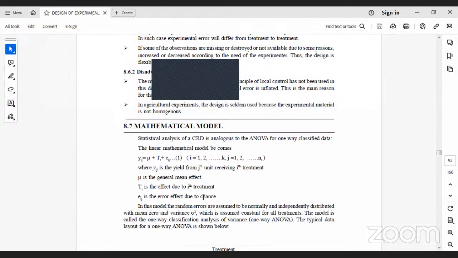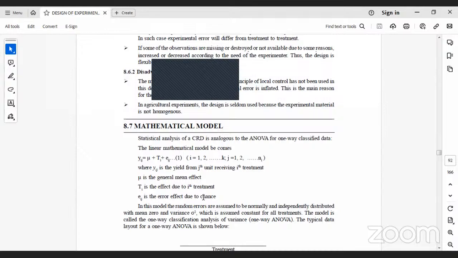Mathematical model. So, the statistical analysis of CRD and layout of ANOVA for one-way classified data. The linear mathematical model is Yij = mu + Ti + Eij, where i = 1, 2, 3, ..., k and j = 1, 2, 3, ..., ni.